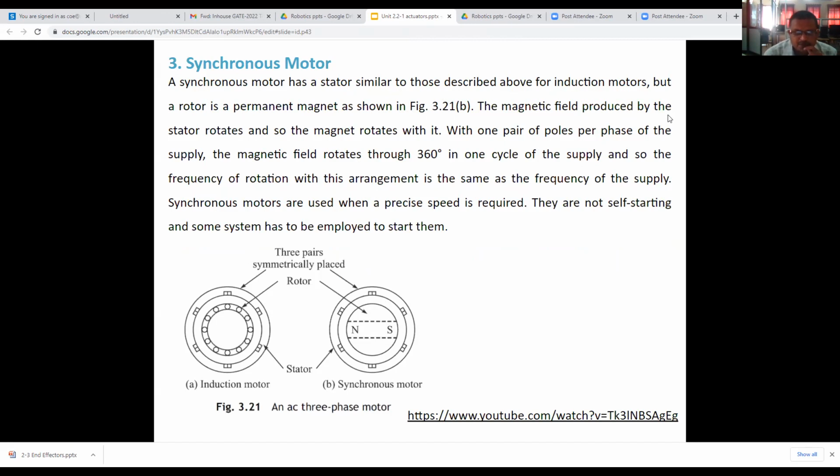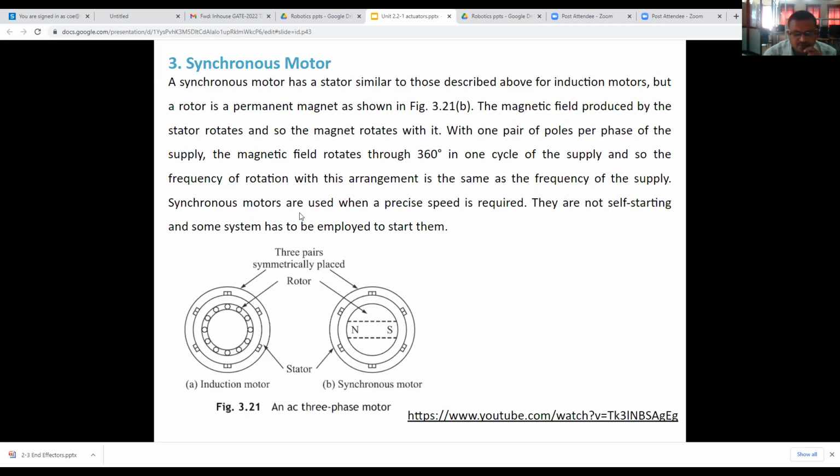The magnetic field produced by the stator rotates, so the magnet rotates with it. Because of this magnetic field produced by the three magnets placed on the stator, the rotor will rotate with one pair of poles per phase of the supply. The magnetic field rotates through 360 degree in one cycle of the supply, and so the frequency of rotation with this arrangement is the same as the frequency of the supply.